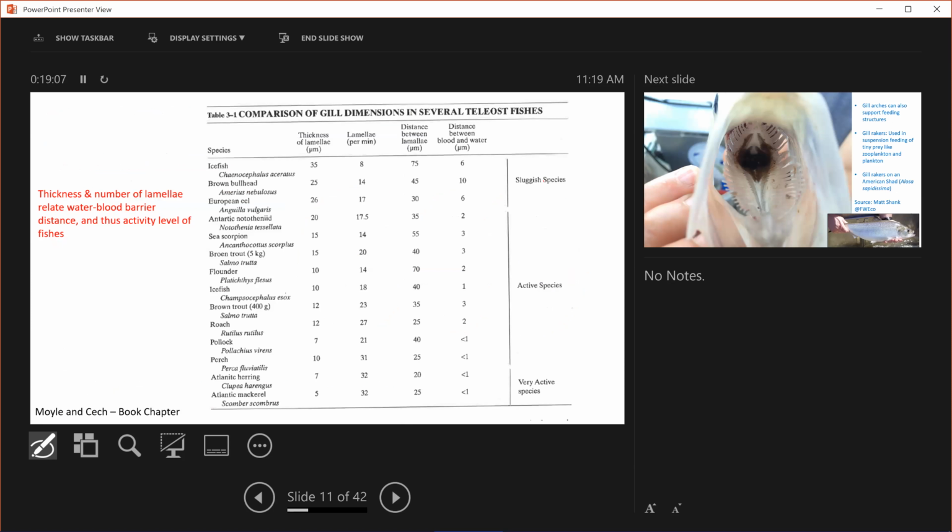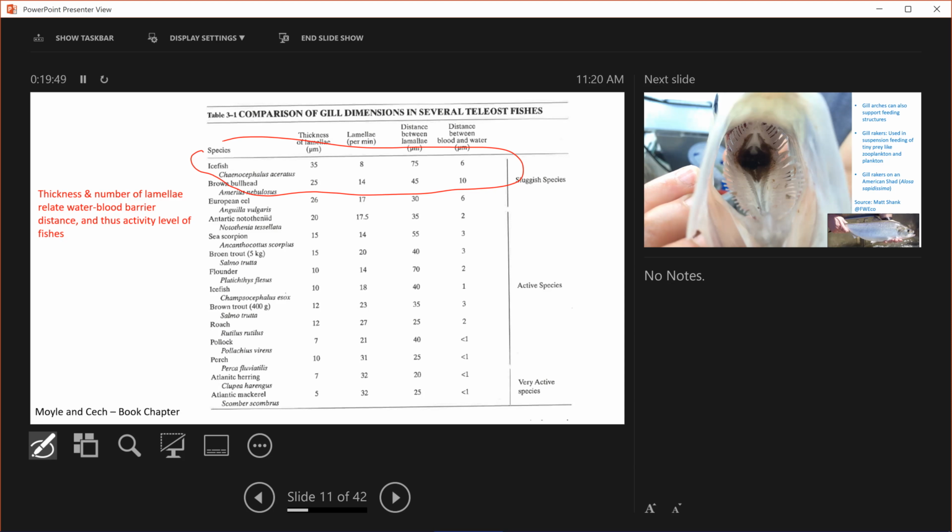The lamellae are the little feathery structures inside the gills, and they are very thin and very, very vascularized. So they're the front of that water-blood interface, or oxygen-blood interface in the water. And the number and thickness of them varies. So in fishes that have very low metabolic demands or live in very cold oxygenated water, like ice fish here, the thickness of the lamellae tend to be quite large, and the number of them are much fewer.